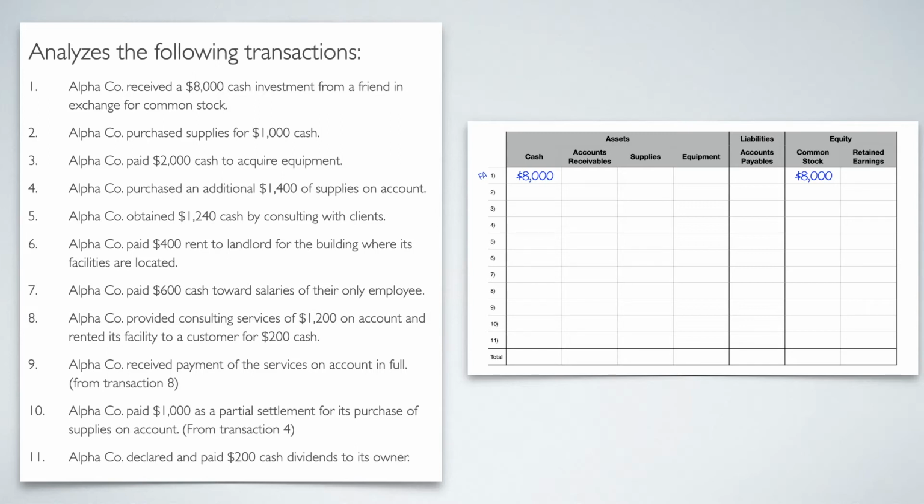Let's do transaction two. It says Alpha Company purchased supplies for $1,000 cash. So again, is cash involved? Yes, cash is involved. What is my cash doing? It is going down this time because we paid $1,000 cash. So I'm going to put negative 1,000 under cash. Again, we use parentheses to notate negative. So my cash goes down 1,000.